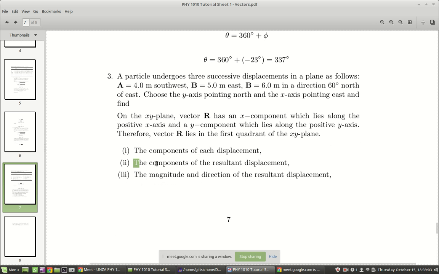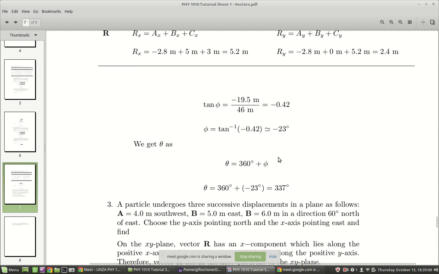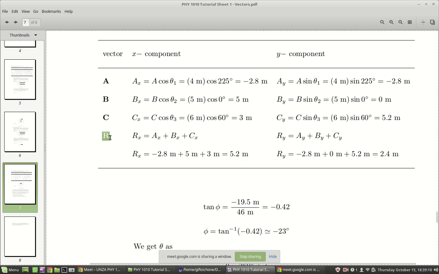Next, number 2, the components of the resultant displacement. The resultant displacement is R. What are the components? It's Rx, and you have found Rx to be 5.2, and Ry, which you have found to be 2.4. So basically, again, question number 2 has been answered. Okay?